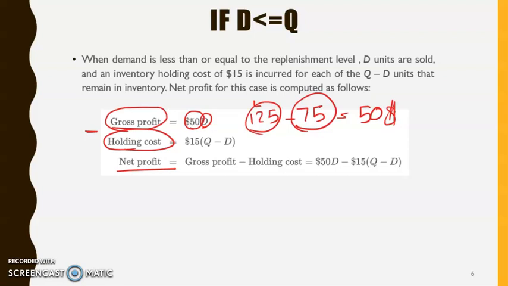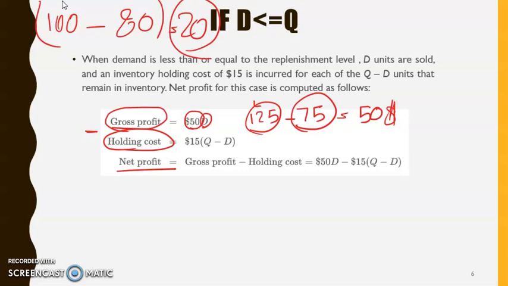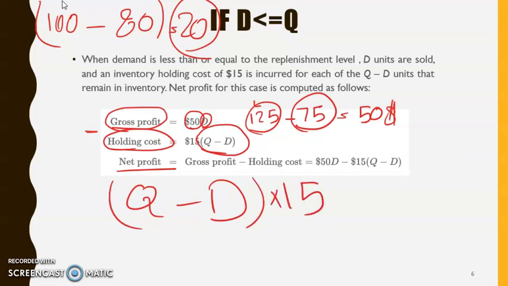So what is the holding cost? As I told you, if you have inventory of 100 that is higher than demand and you have demand of 80, you need to pay holding cost for the 20 routers that you have. So this part that you see is exactly the same thing. Q, the inventory level, minus the demand that you have, times $15 that you pay for each router that stays in your inventory at the end of the period.